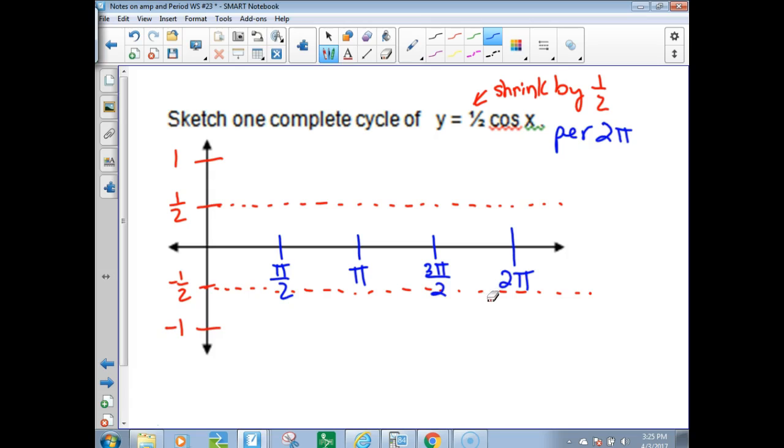Okay, now cosine started out at 1. So instead of starting at 1, it's going to start at 1/2. So 0, 1/2 is our first point. Then it comes back to pi over 2, down to -1/2.